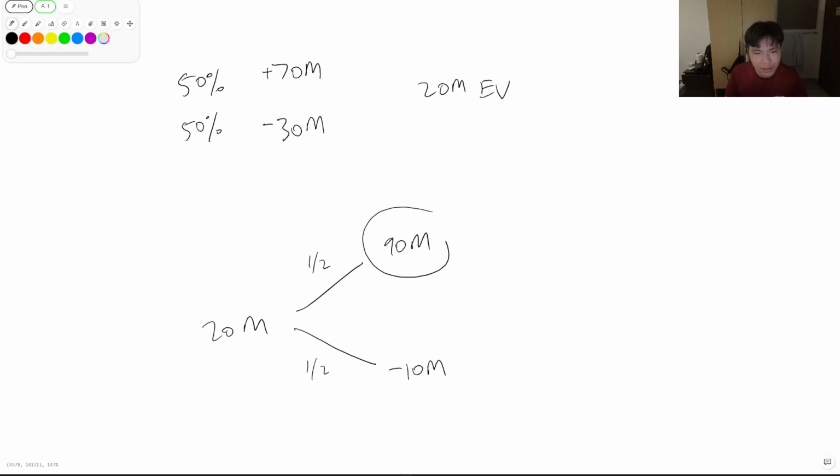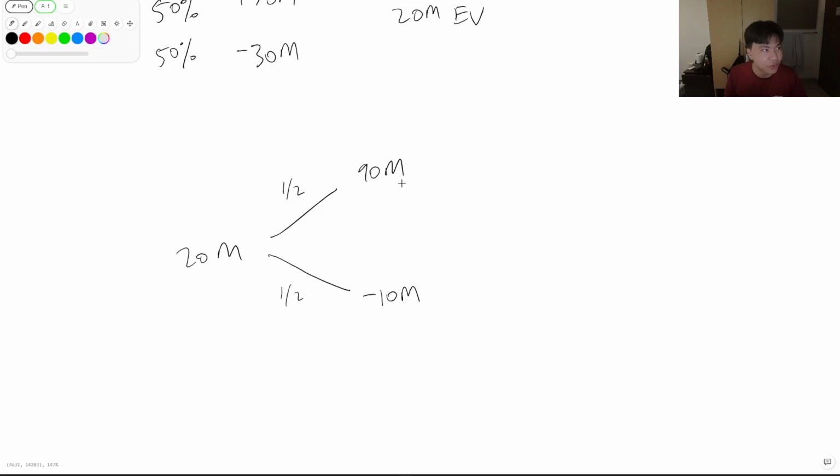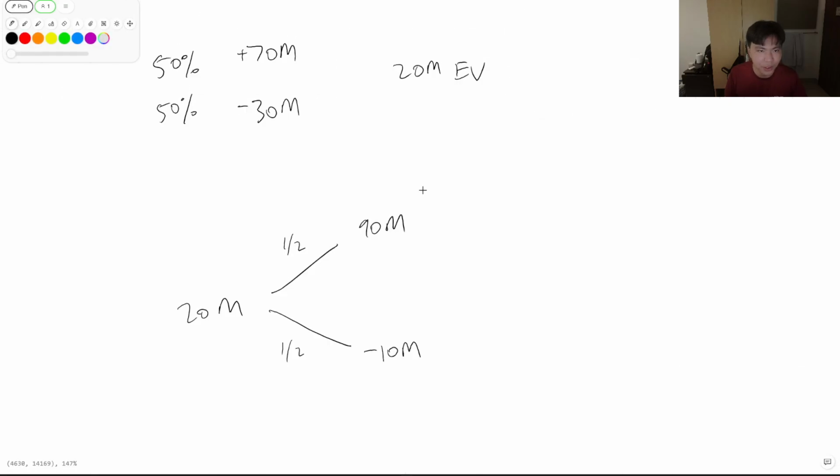$90 million sounds great, but there's diminishing marginal utility for money, and chances are that your lifestyle change is not going to be too great. So most likely you do not want to take this trade. And it's because you are risk averse, right? Even though it's positive EV, as a risk averse individual, there's a lot of risk involved here, a lot of variance, and you do not like this, right?